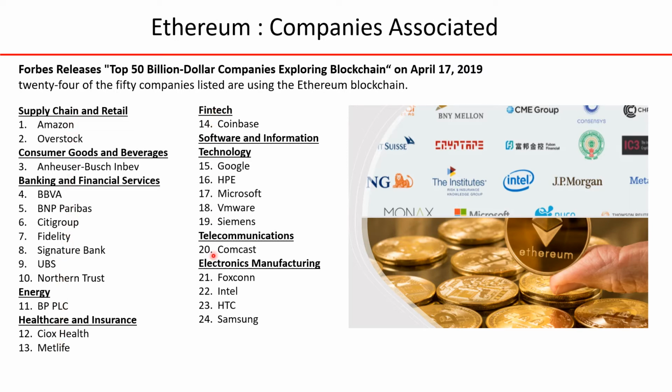These 24 companies come from 9 sectors: supply chain, consumer goods, banking and finance, energy, healthcare, fintech, computer information, telecommunication, and electronic manufacturing. So these are all the sectors which have been associated with Ethereum blockchain specifically. There are so many blockchains and so many use cases, but we are talking about Ethereum and how Ethereum is getting fundamentals. These companies were associated in 2019. After that, so many other companies have already been associated with it. So let us see how a few of the companies are talking about Ethereum.